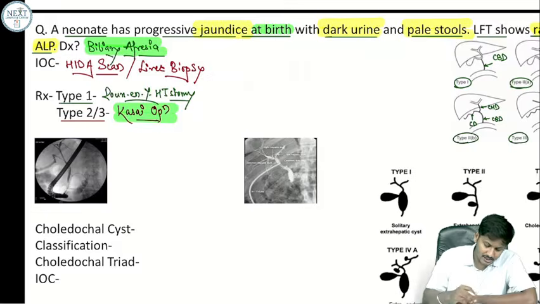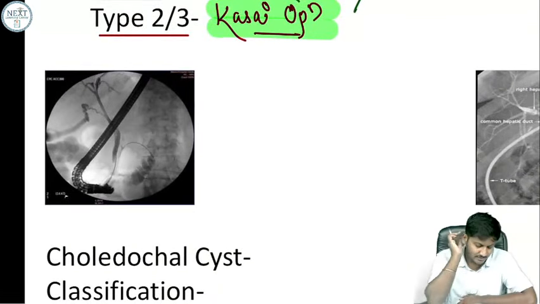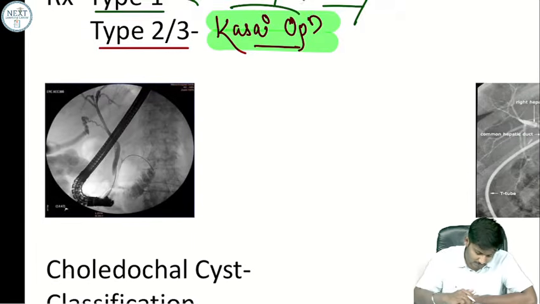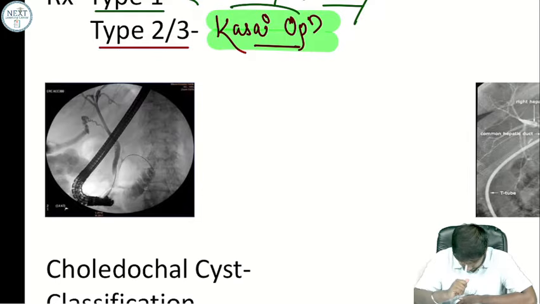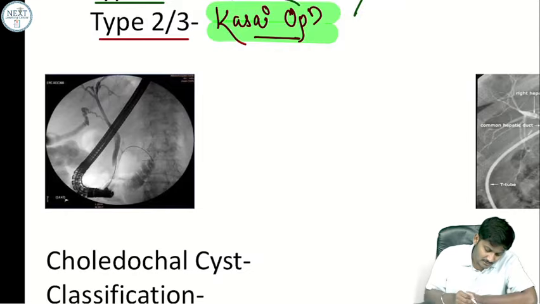Next important, if they ask you what this investigation is, let me know in the chat box. What is this investigation basically? Whether it is an MRCP or an ERCP, beta. The investigation shown here, is it an MRCP or an ERCP? Anybody? Yes, it is an ERCP, beta.